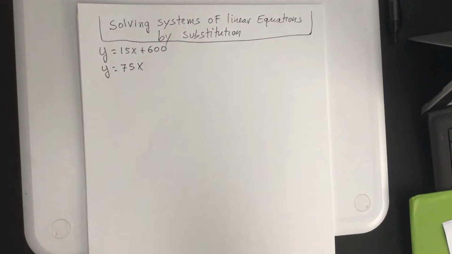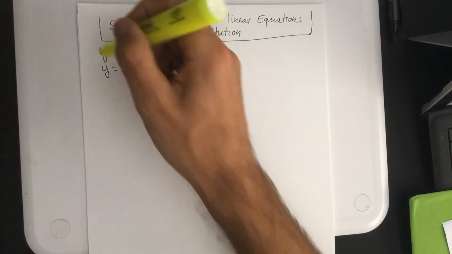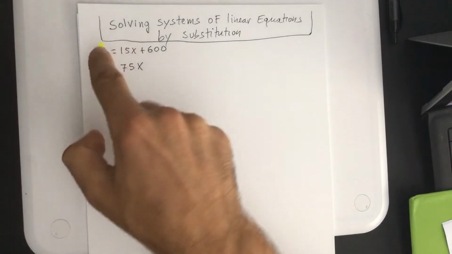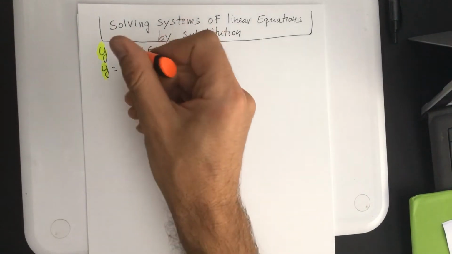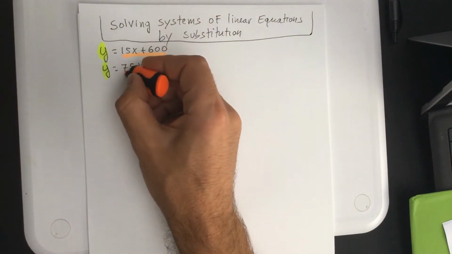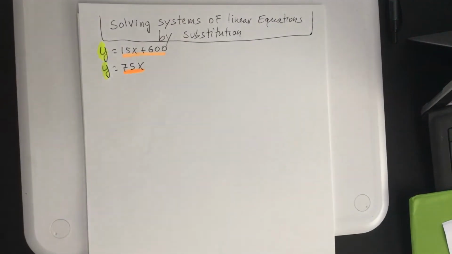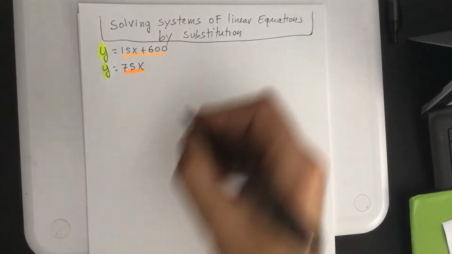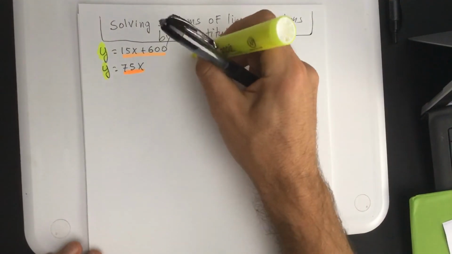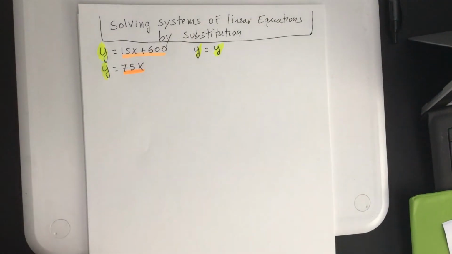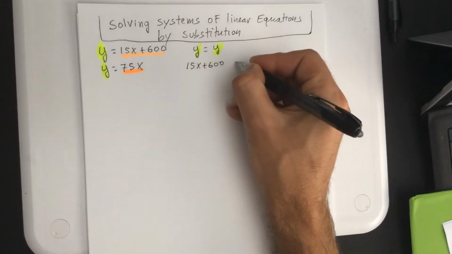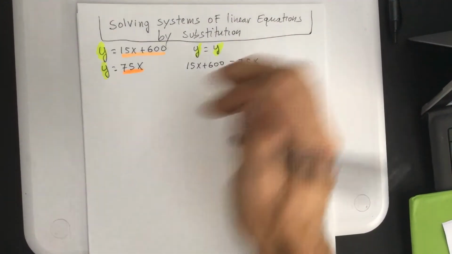What we notice is that y is equal to that and y is equal to that. So we know that also y is equal to y. And if y is equal to y, then these two, 15x plus 600, is also going to be equal to 75x. Simple, by doing substitution. So again, if y is equal to y, then we also know that 15x plus 600 is equal to 75x.